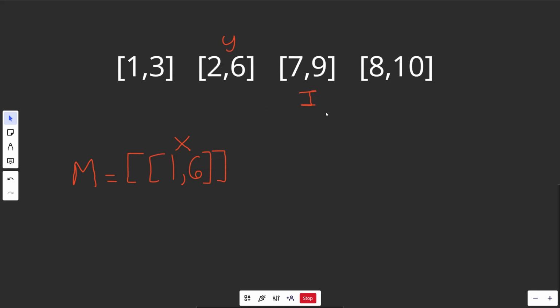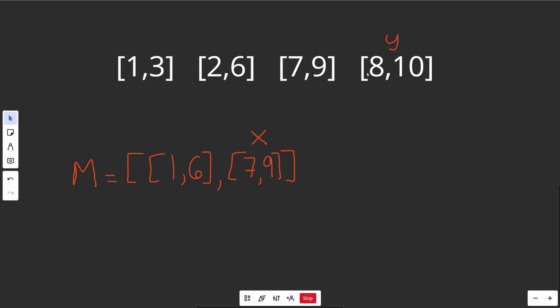So let's look at our next interval I. This is going to be basically our Y, and this will be our X still. And we can say, okay, is there any overlap here? Well, no. Our current interval X ends before Y even starts, or I. And so we are just going to place that new interval that we have into our list of intervals.